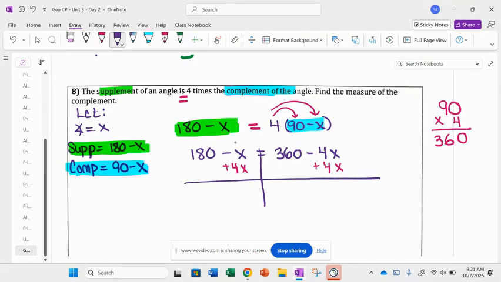So when I have a negative 1x plus a positive 4x, Jack M, what is that? Negative 1x plus a positive 4x. One's a negative, one's a positive. So what should we do? Subtract, right? So we're going to get a positive 3x because 4 is bigger than 1. So we'll stay that sign. Equals 360. Sebastian, what do I do now?